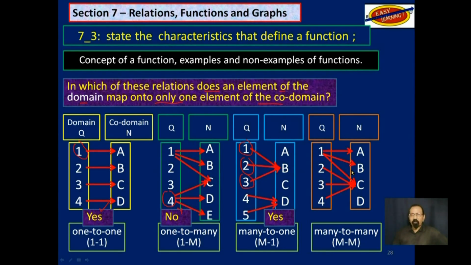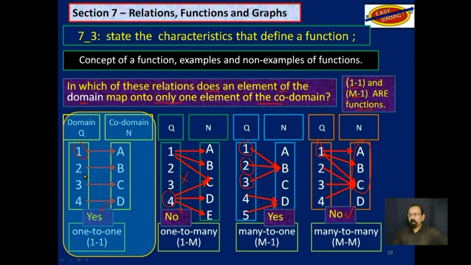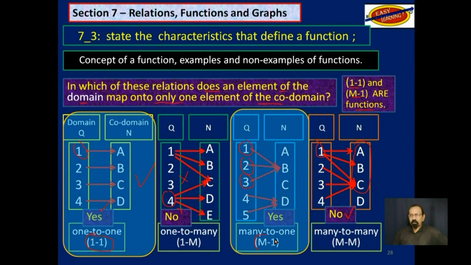And then this other one here, you have an element there that maps onto 3 elements of the codomain. So as we said, this is not a function, and neither is that. The one-to-one and the many-to-one are functions. So this one over here is a function, one-to-one. And this one over here also is a function, many-to-one.